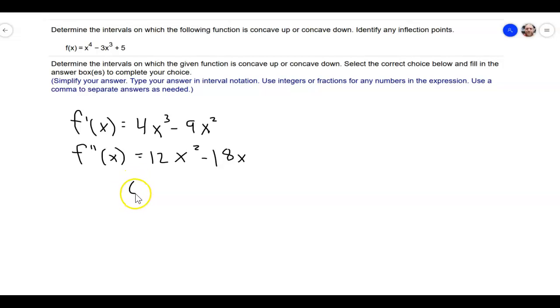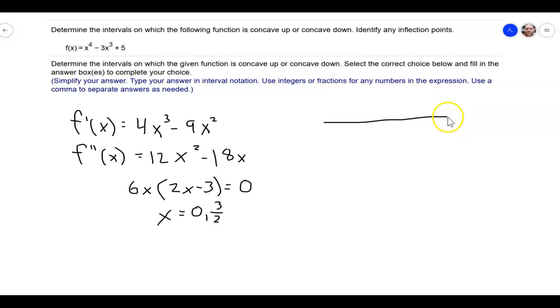So I'm going to factor out a 6x, which leaves us with 2x minus 3 equal to 0. That's going to give us x values of 0 and positive 3/2. These are our two points of inflection, and what I like to do is set up a little number line here. I've got my 0, I've got my 3/2, and I'm going to check somewhere over there, somewhere over here, and somewhere over there.